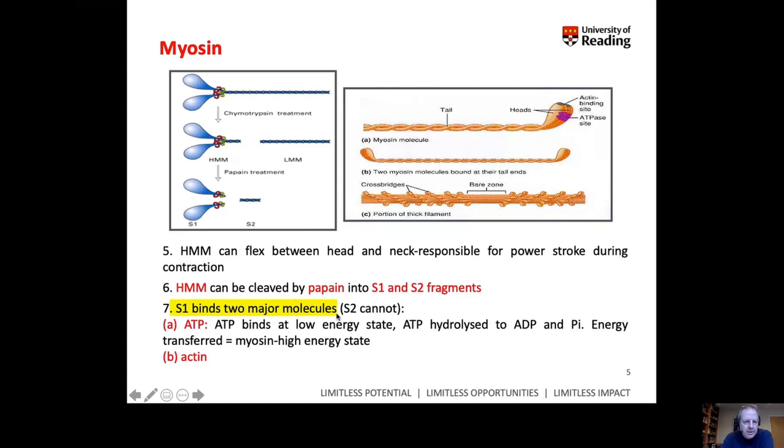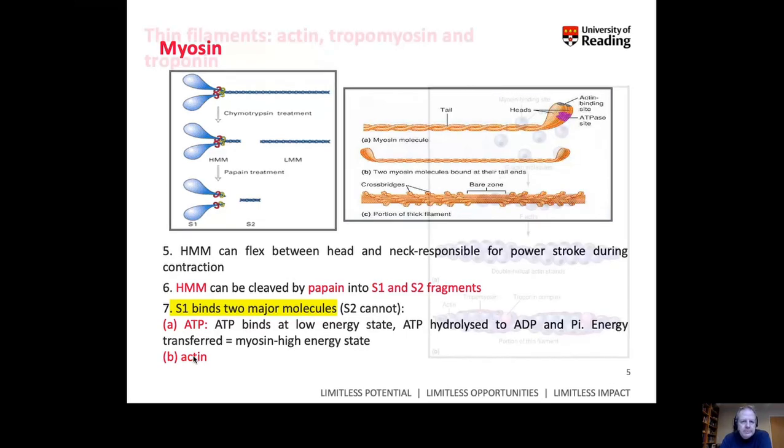So again, take-home message, this is why I've highlighted it here. If you remember one thing from all of this information on the last two slides, it's the S1 fragment that's important for binding both ATP and actin. So the reason that we're telling you about these cleavage sites and highlighting the S1 is that it's this one that binds ATP and actin when we talk about the sliding filament in a little bit more detail over the next few slides.